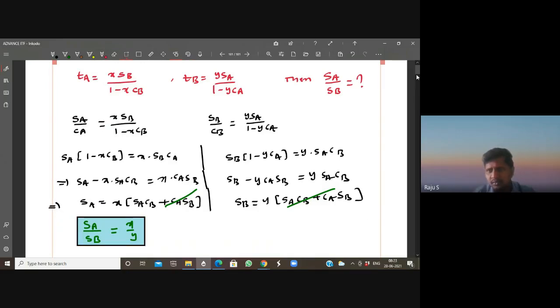Clear, students? Simple. I find that sin A value, then after that the sin B value, and I divide both. Then sin A cos B plus cos A sin B, directly it is cancelled. Directly we got the answer. Okay, next.